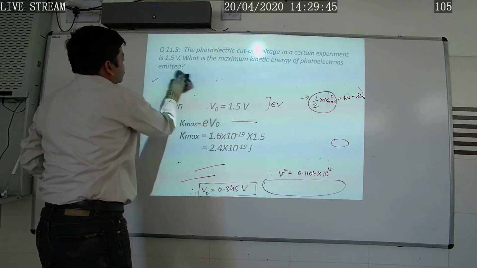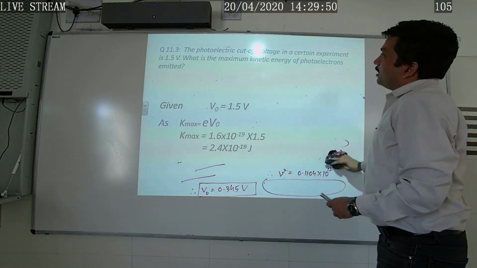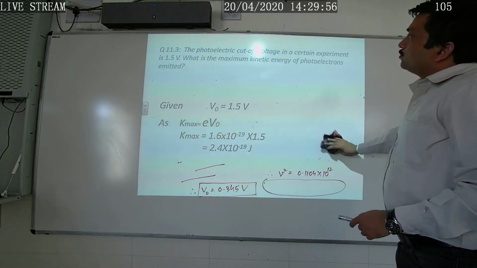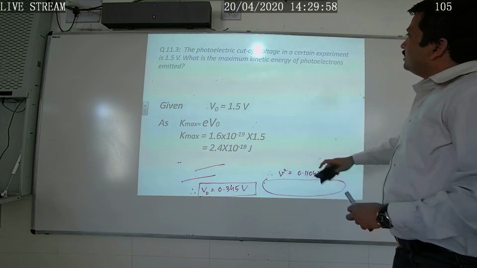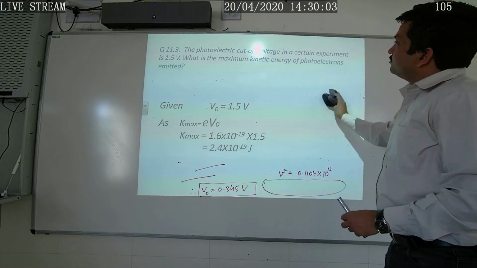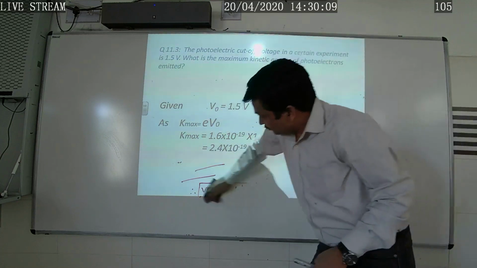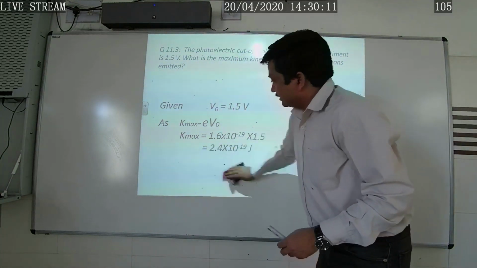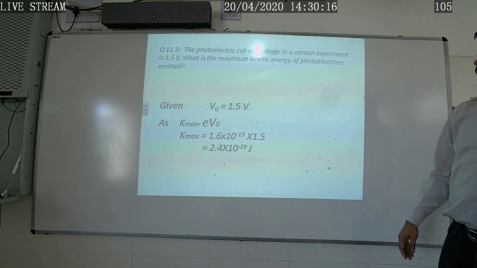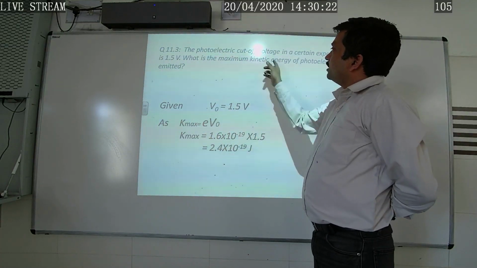Now, this is our third question. Here we are asked to calculate: the photoelectric cutoff voltage in a certain experiment is 1.5 volt. What is the maximum kinetic energy of the photoelectrons emitted? It is a simple question. We have been given the cutoff voltage, which means we have been given the stopping potential, 1.5 volt. We want to find the maximum kinetic energy.